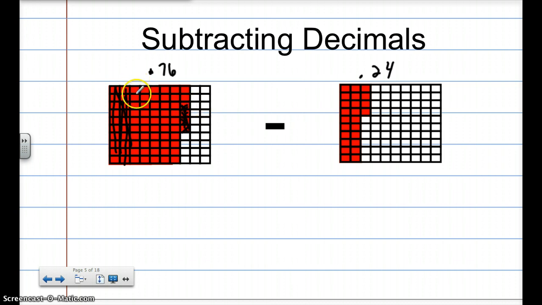So how much is left? 10, 20, 30, 40, 50, 51, 52. So this equals 52 hundredths. Now let's line up our decimals. And let's subtract. 6 minus 4 is 2. 7 minus 2, 7, 6, 5. Bring down my decimal. Check, check. Done. That was pretty easy.